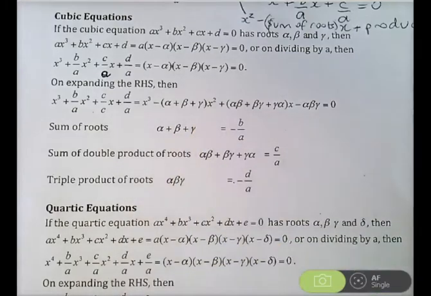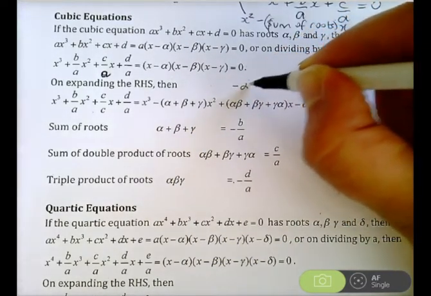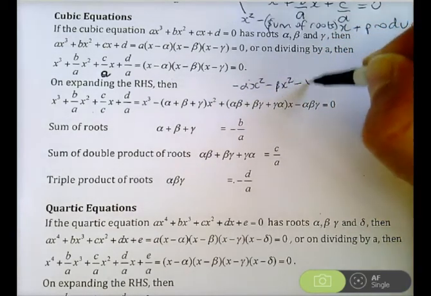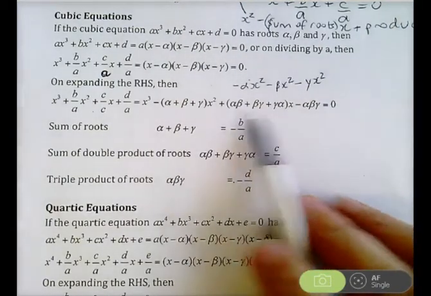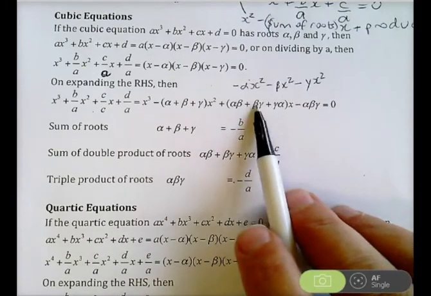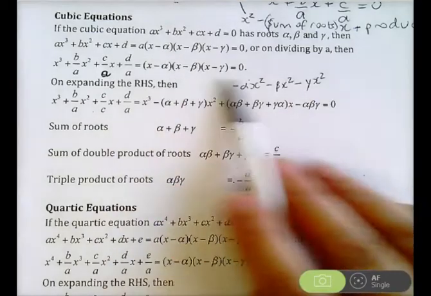Because the terms you would have had would have been minus alpha x squared, minus beta x squared, minus gamma x squared in that expansion. You would have had all of those terms in there. And also you would have these terms in x: alpha beta x, beta gamma x, gamma alpha x. They would have been terms. I'm not going to do that whole expansion, okay?